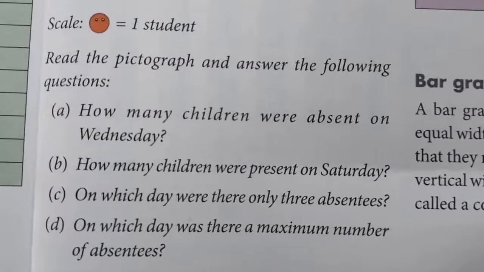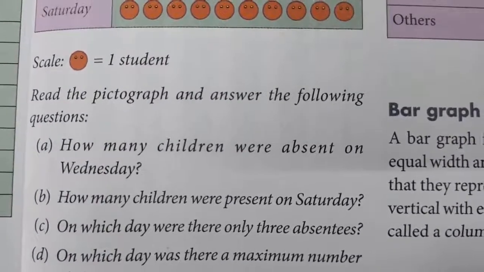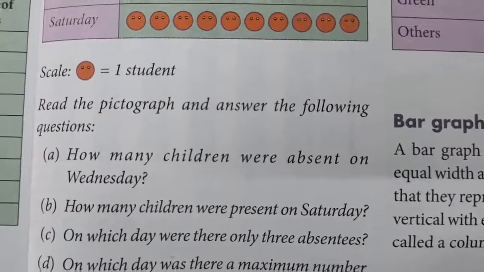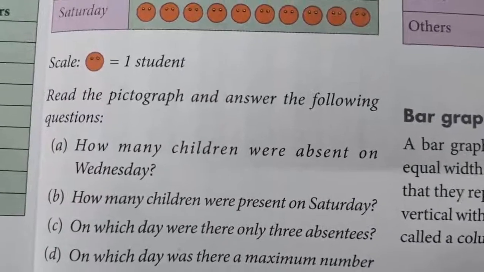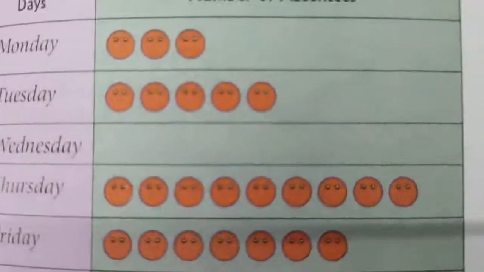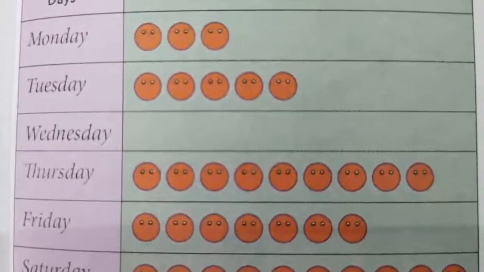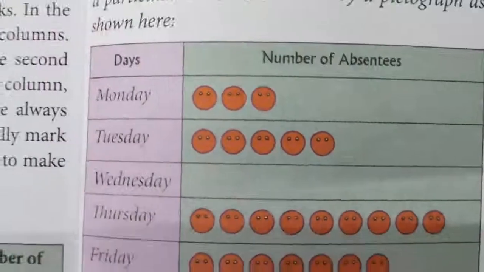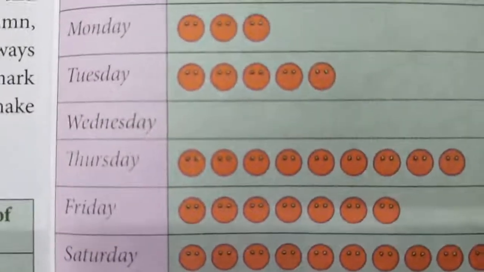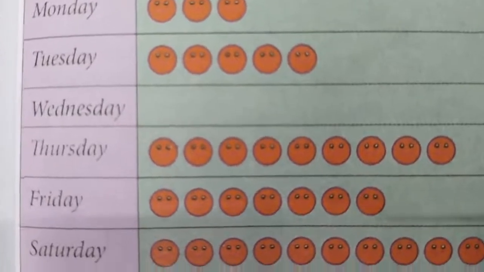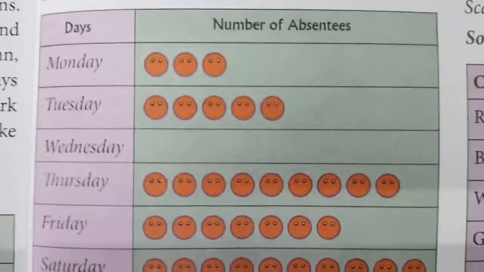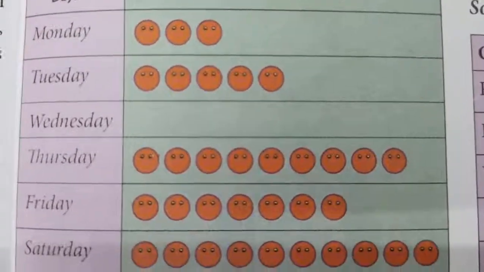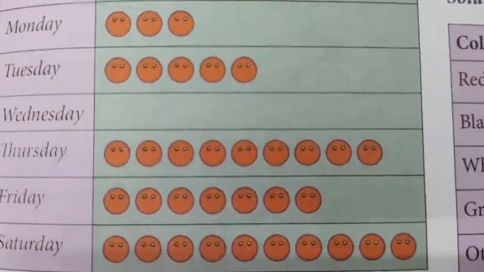Let us see, by looking at the pictograph, how many children were absent on Wednesday. You can see clearly, Wednesday nil, no student. Everybody was present in the class. We'll count how many were absent: 1, 2, 3, 4, 5, 6, 7, 8, 9, 10. Sorry, it's not 11. 10 were absent and 15 were present.